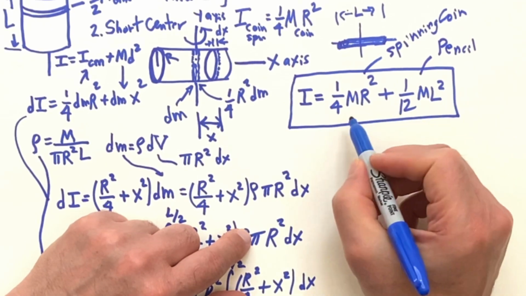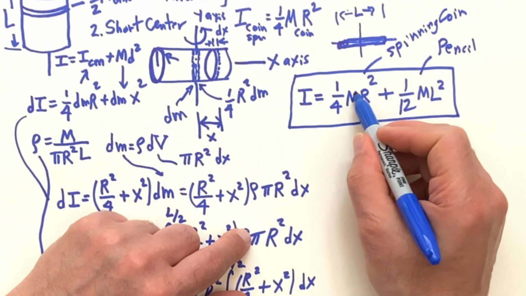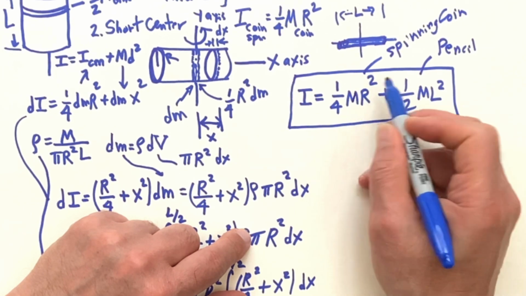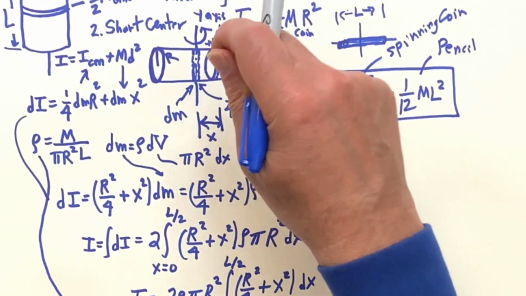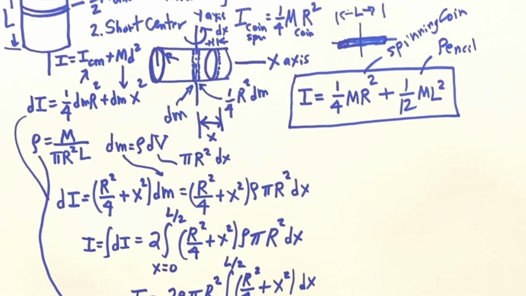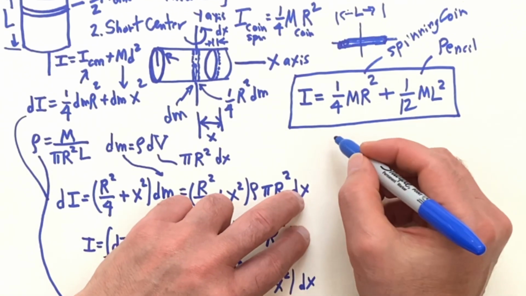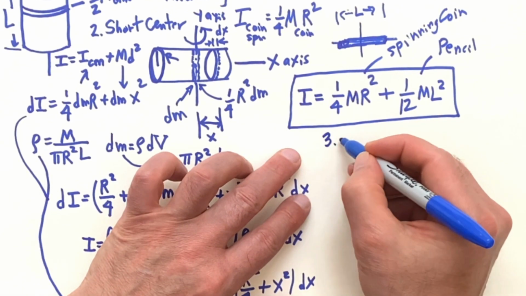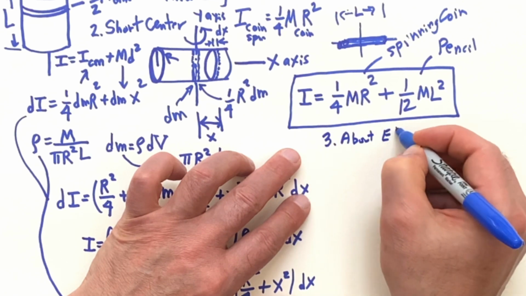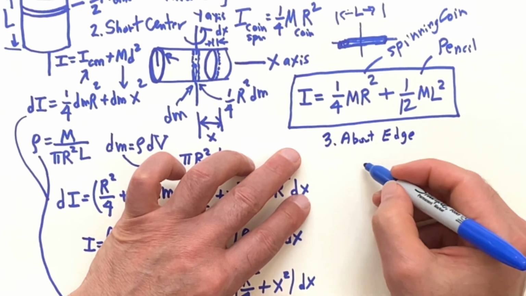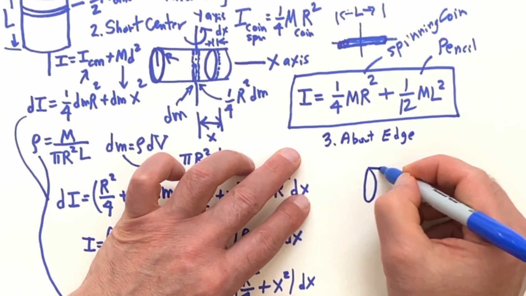And I also see that the dimensions come out nice because I have the mass times a distance squared. So very, very nice problem. Very difficult to do from scratch if you had to do integrals, but not so bad when you use these theorems. Well, before we leave this section, let's get even more crazy and go about an edge. In other words, here's your cylinder.